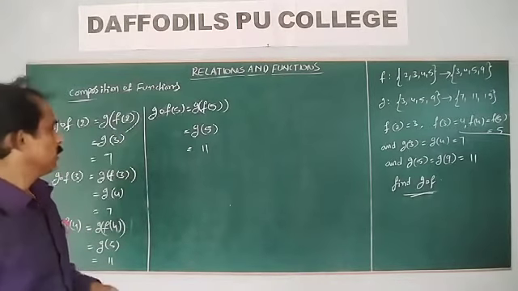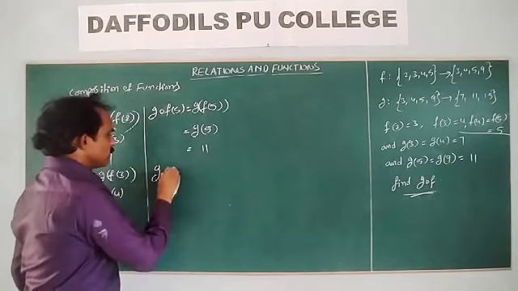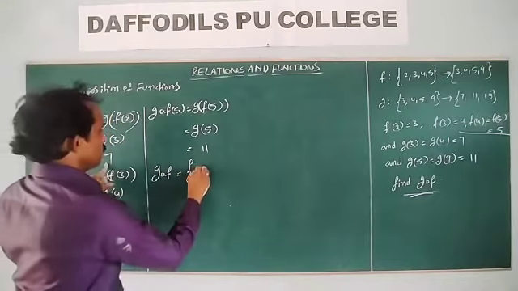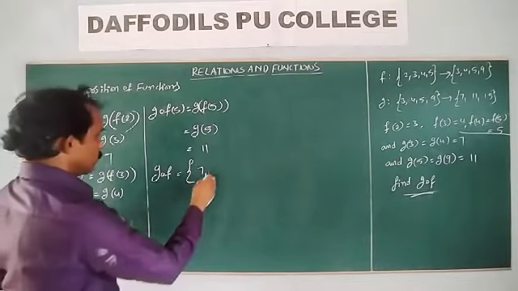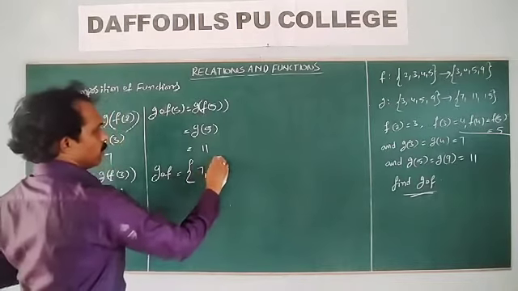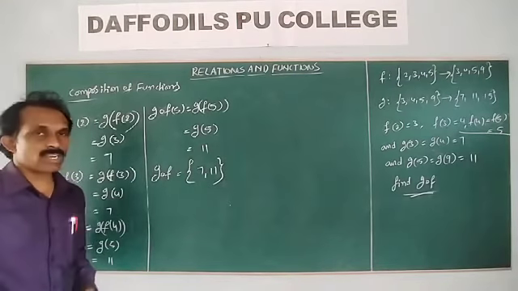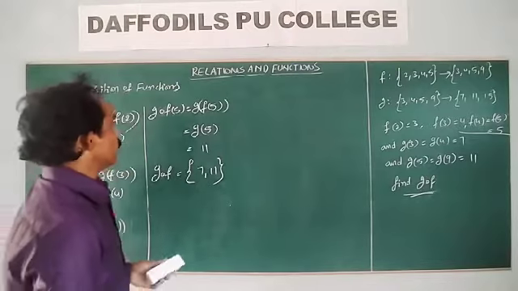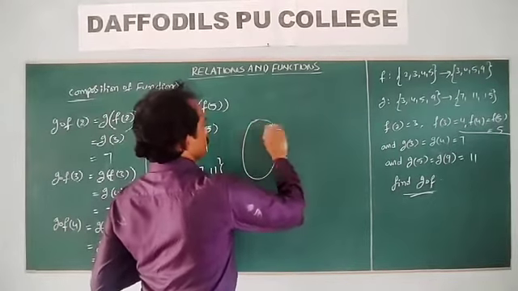So this is the G circle F. Therefore, G circle F set is equal to 7, 7. So 2 times repeated means 1 time, and then 11. Okay. G circle F is equal to how much? 7, 11. Okay, now see the diagram.